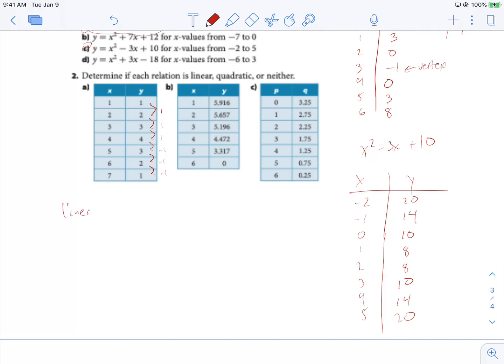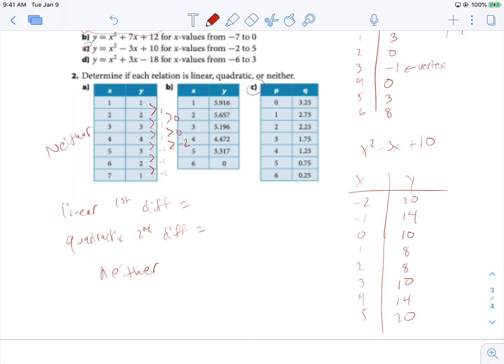If it's linear, our first differences must be equal. If it's quadratic, our second differences must be equal. If it's neither, then nothing is going to happen. So we know it's not linear. Let's check if it's quadratic. So 1 minus 1 is 0. 1 minus 1 is 0. We're looking good. Negative 1 minus 1 is negative 2. So this one is neither, because the first differences weren't equal and the second differences weren't equal.